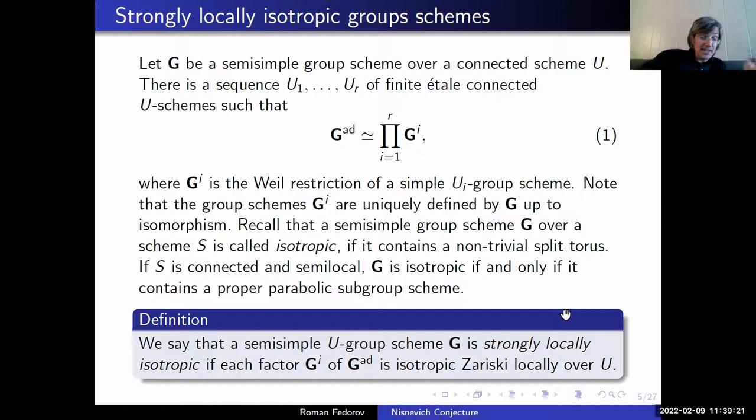And now I give a definition. So I say that a semi-simple U-group scheme G is strongly locally isotropic if each factor is isotropic Zariski locally over U. You can show that it's equivalent to G having a large, small parabolic subgroup scheme. Small in the sense that it remains non-trivial in every non-trivial quotient of G. This is a definition I gave in my paper on Grothendieck and Serre and the generalizations.